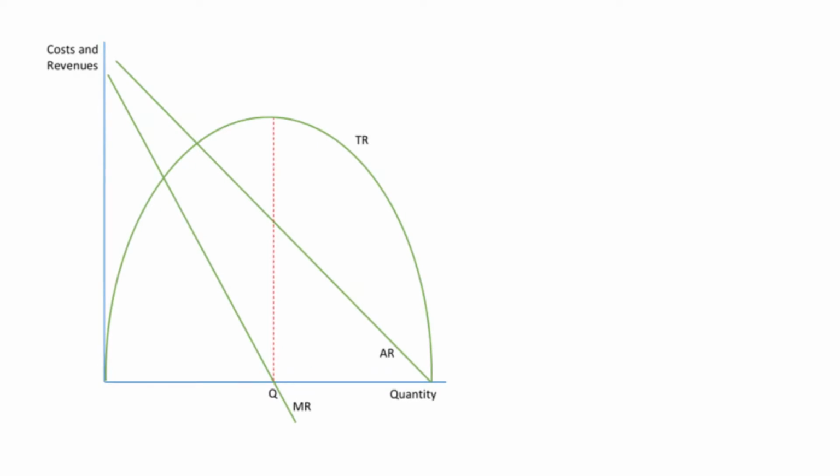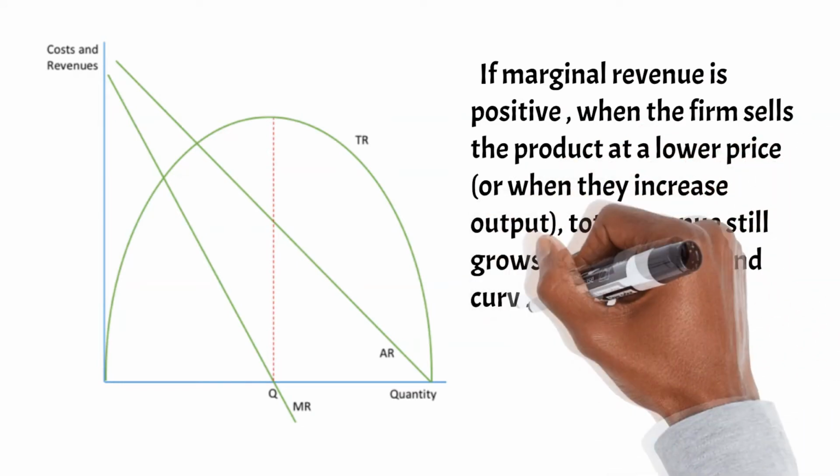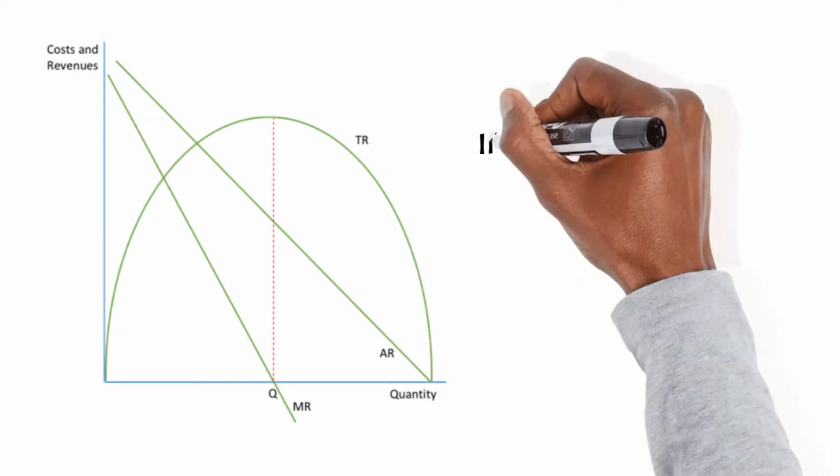For goods with a downward sloping demand curve, the elasticity of the curve is linked to marginal revenue. In Theme 1, we ignored that the price elasticity of demand changes along the demand curve. The concept of price elasticity and revenue learnt in Theme 1 can be developed and connected to marginal revenue in this unit. If marginal revenue is positive, when the firm sells the product at a lower price, or when they increase output, total revenue still grows, and so the demand curve is elastic. Up until output Q, the demand curve is elastic.